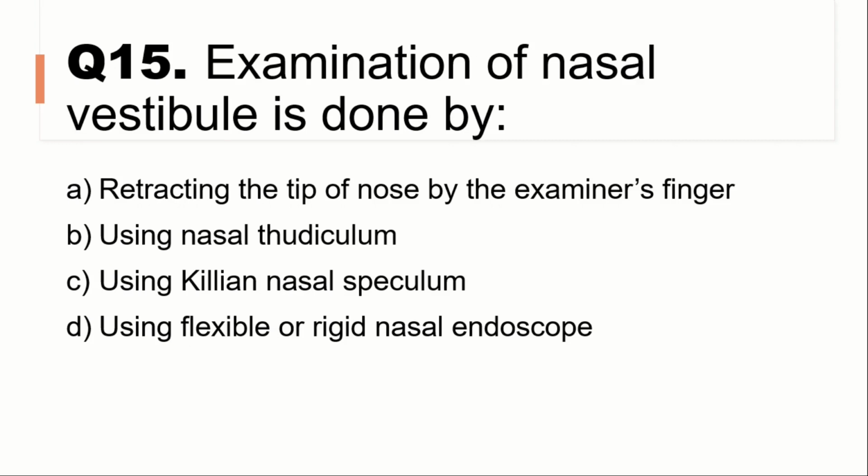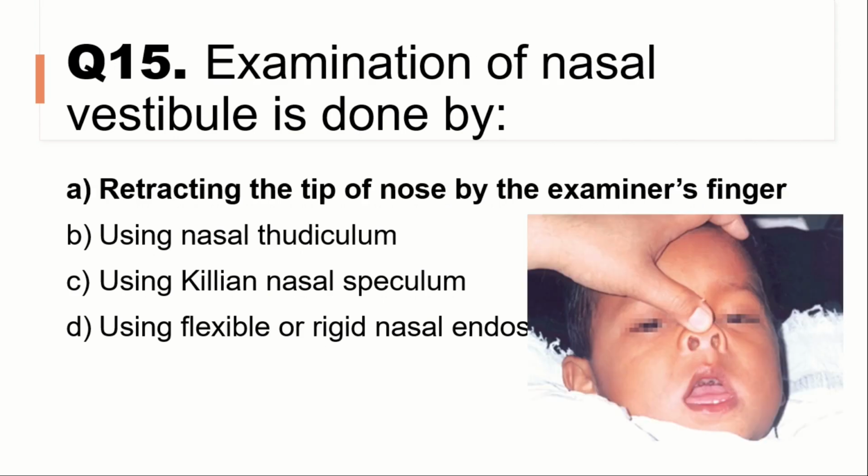Next question. Question number 15. Examination of nasal vestibule is done by option A. Retracting the tip of nose by examiner's finger, option B. Using nasal tenaculum, option C. Using Killian's nasal speculum, and option D. Using flexible or rigid nasal endoscope. So the correct answer here is retracting the tip of nose by examiner's finger.